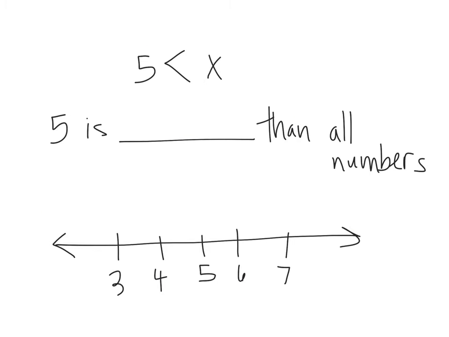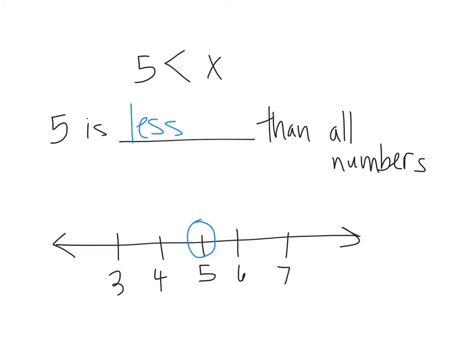Let's look at another one. 5 is less than all numbers. So we need to shade in all numbers where 5 is less than that. So let's start off here. We're going to be at 5. Is 5 less than 5? And the answer is no. So we're going to leave that open because 5 is not a solution to this inequality.